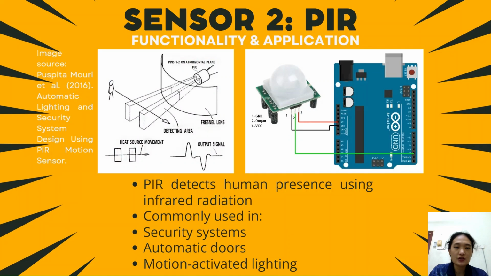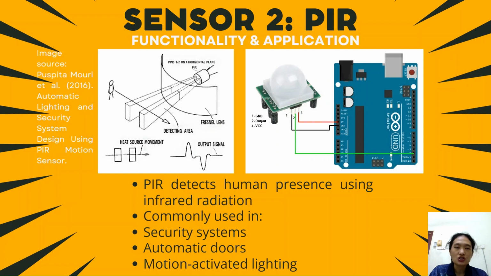The second sensor used is the passive infrared, or PIR, motion sensor. The function of the PIR sensor is to detect human presence by sensing infrared radiation emitted by the human body. It is commonly used in security systems, automatic doors, and motion activated lighting systems. In this system, the PIR sensor is used to determine whether someone is present in the room.